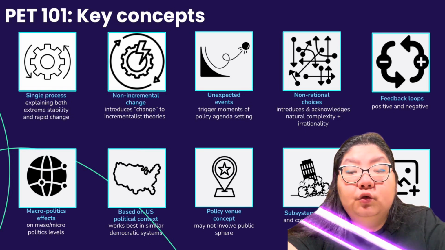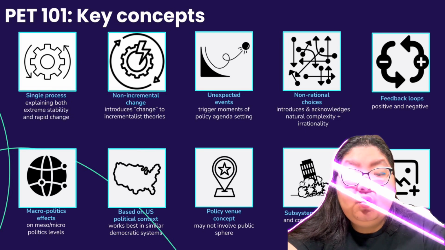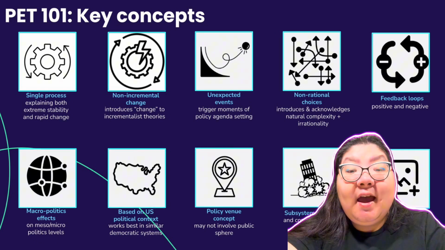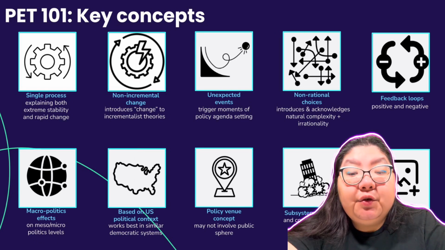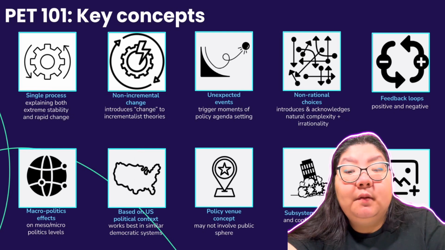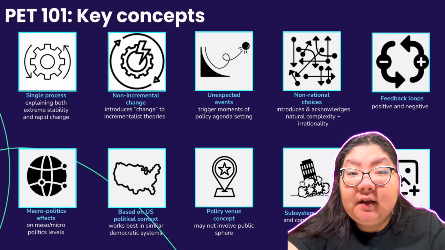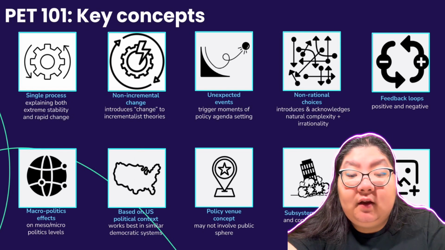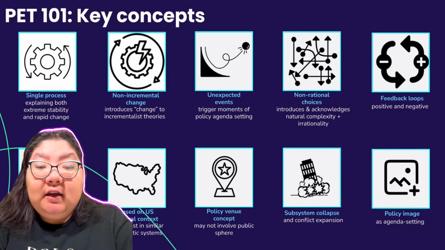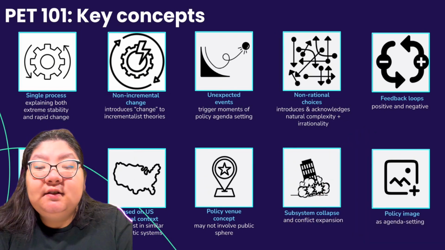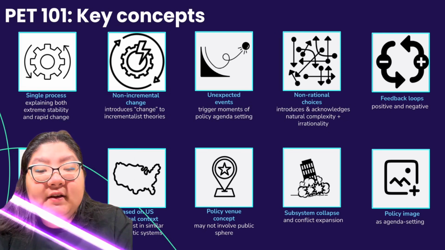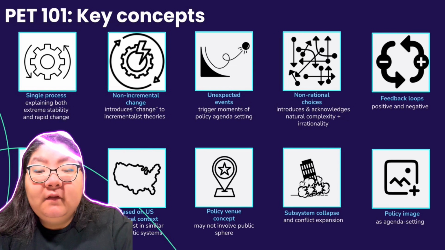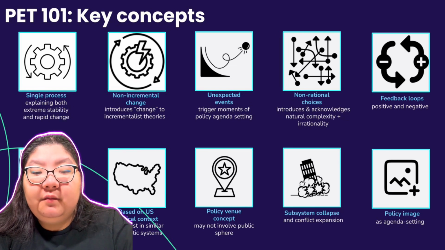So no rule determines which policy venue in society has complete jurisdiction over a particular issue, and the policy venue associated with the debate can change or even multiply over time. So if a particular venue is not working out for you, you may want to consider another policy venue. The next key concept is subsystem collapse. So this is quite simply, the more participants there are, the higher the risk of subsystem collapse. And conflict expansion is a cornerstone of PET.